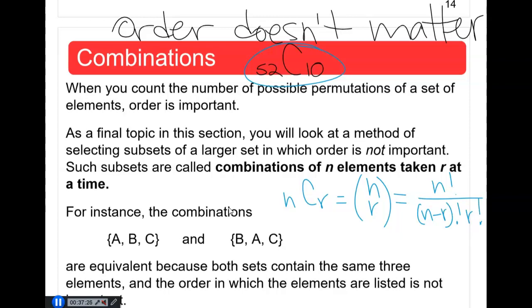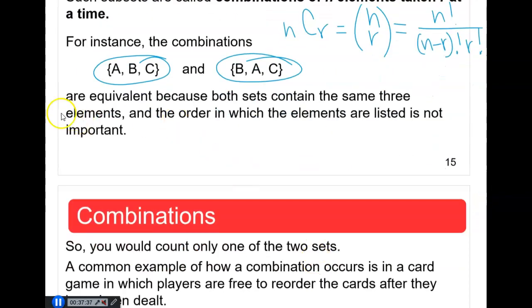For instance, when we talk about combinations, the combination ABC is the exact same as BAC. Even though their letters are in a different order, we're not talking about permutation. So in combinations, they are the same thing. They are equivalent because they contain the same three elements, the same three letters, and here the order is not important.